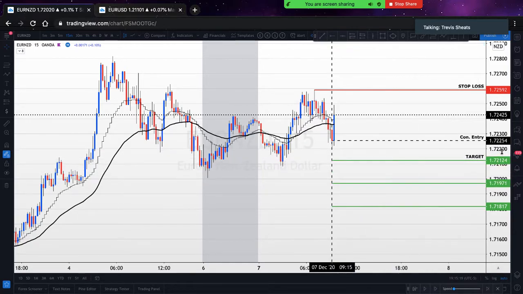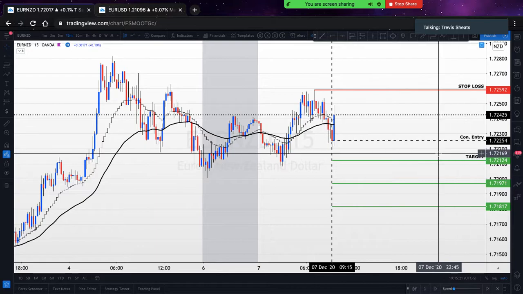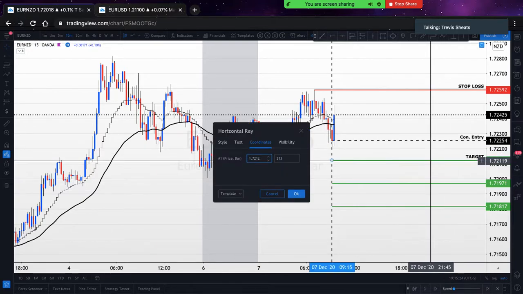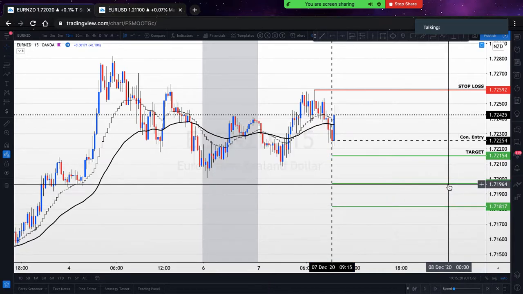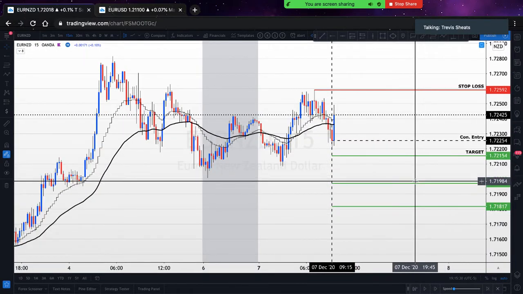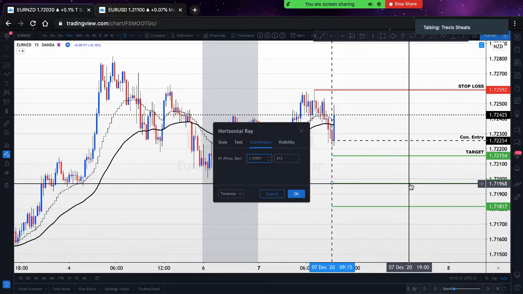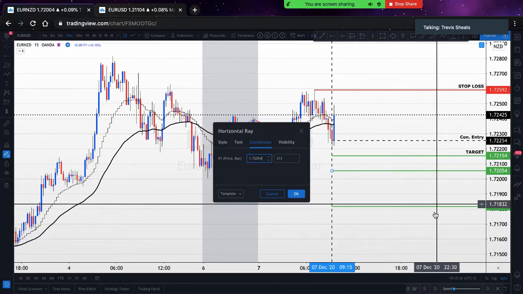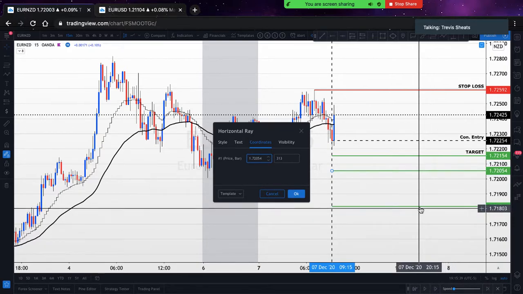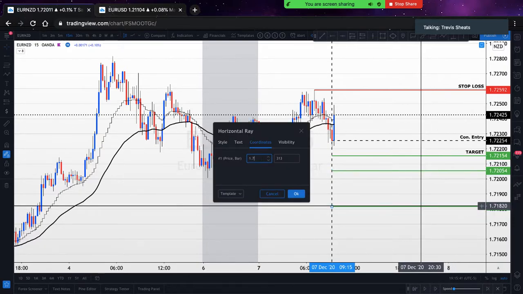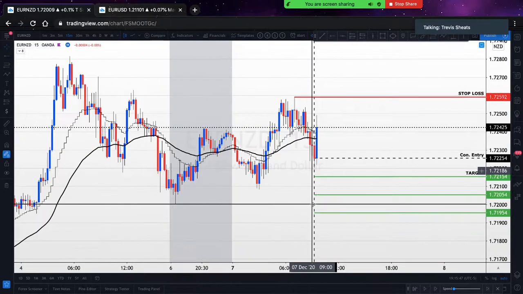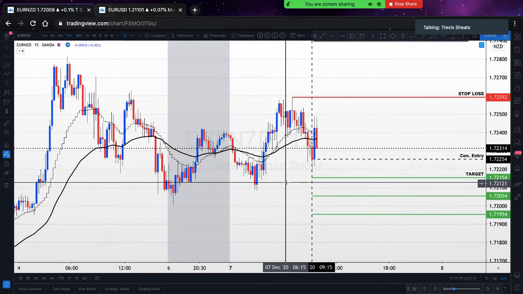So if our entry is 72,254, 10 pips would be 154. 20 pips would be 054. 72,054. I'm doing this right. 72,154, 54, and then 71,954. Right, so remember these are 10, 20, and 30 pips from your entry candle.